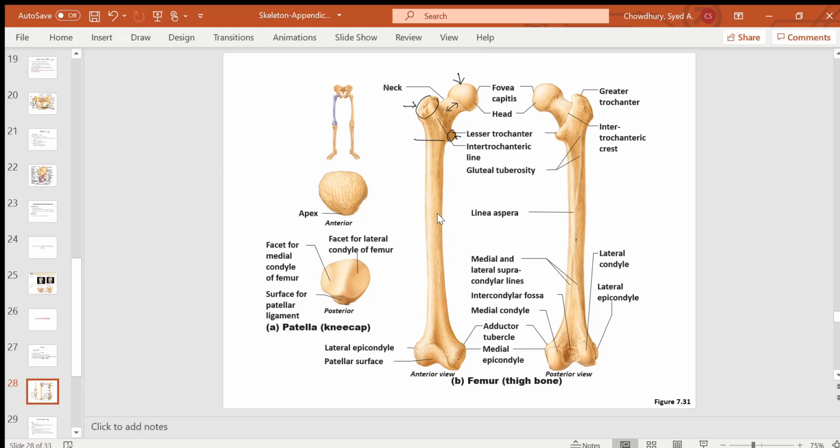Okay, and if you see the front of the upper end, these two trochanters are connected by a line that is called the intertrochanteric line. Inter means in between the trochanters, right? Now if you see the back, the other side, these two trochanters are connected by a crest, and that is called the intertrochanteric crest. So the intertrochanteric line is in the front, the intertrochanteric crest in the back. Okay, and now let's see the lower end. The lower end has two condyles.